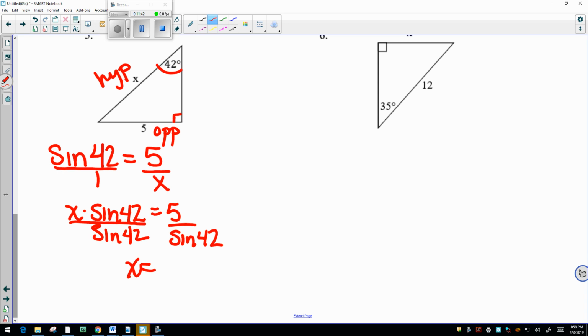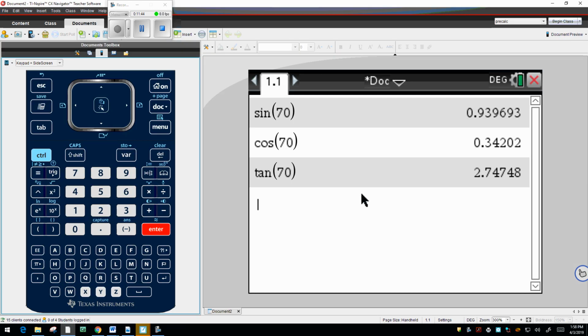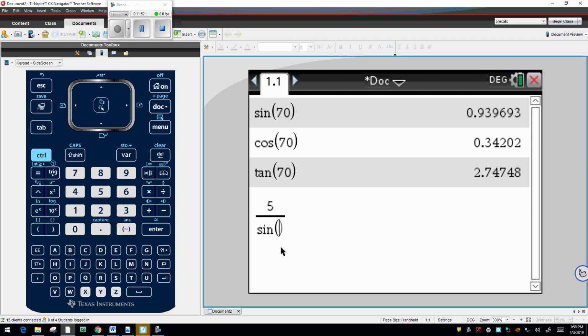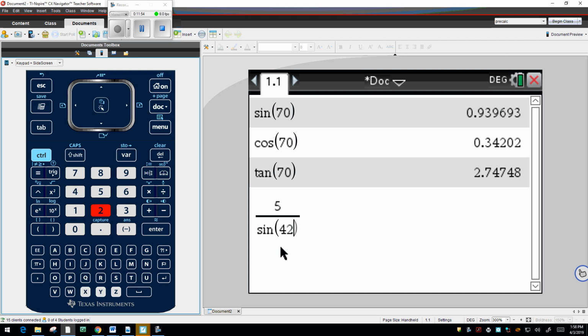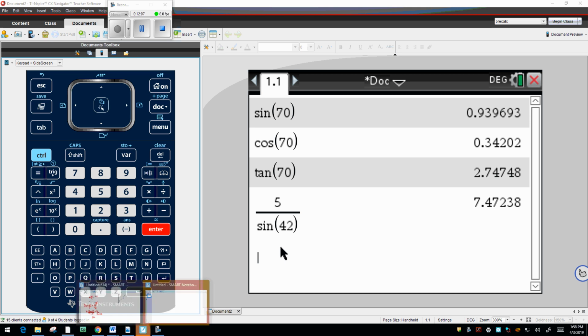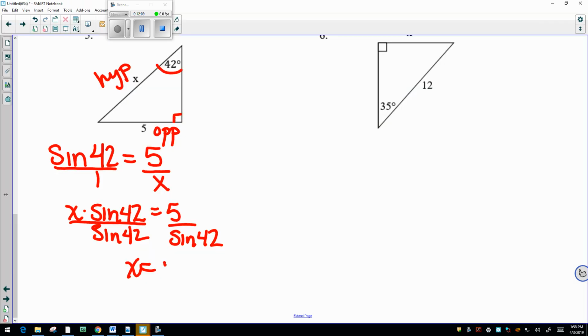Okay, so now we're going to go back to our calculator and we're going to do 5. First, we're going to get a fraction. So control, divide, we get a fraction. 5 divided by, we need our trig button, so we're going to do sine 42. And I'm going to press enter. And it says again, nearest tenth, so only one spot this time. So we get 7.47, so I look at the 7 to round up, so I get really an answer here of 7.5.